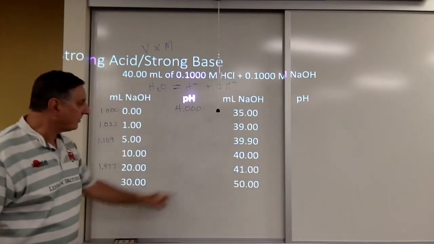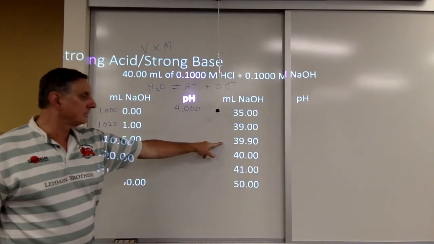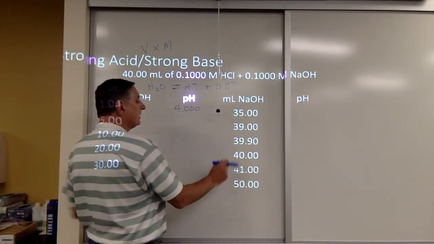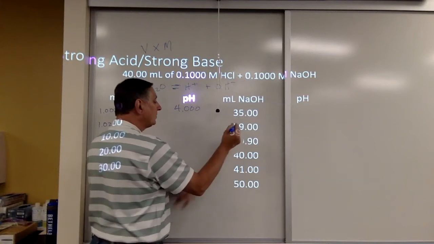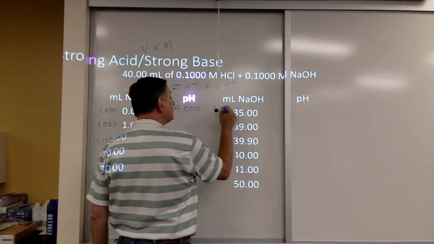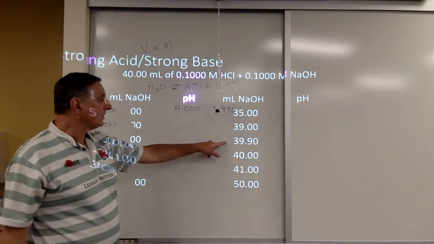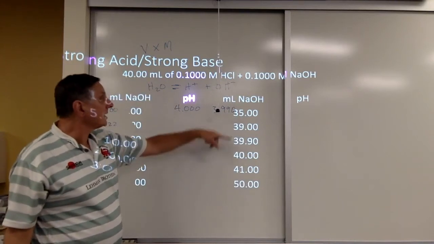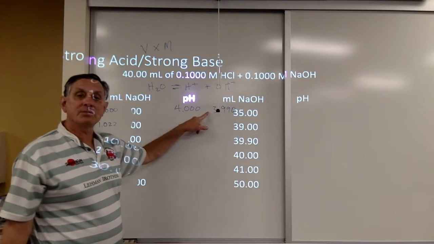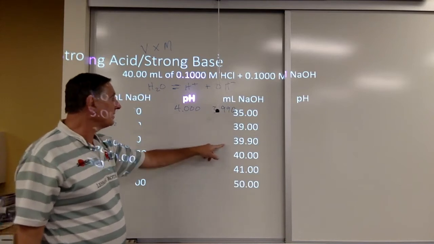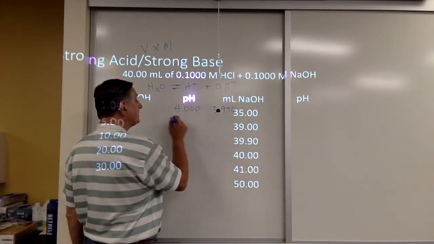Let's jump over here to 39.9. At 39.9, 39.9 times 0.1 is 3.99. Right here, 39.9 milliliters of addition times 0.1 molar. This is the number of millimoles of hydroxide at this point. These two use each other up.